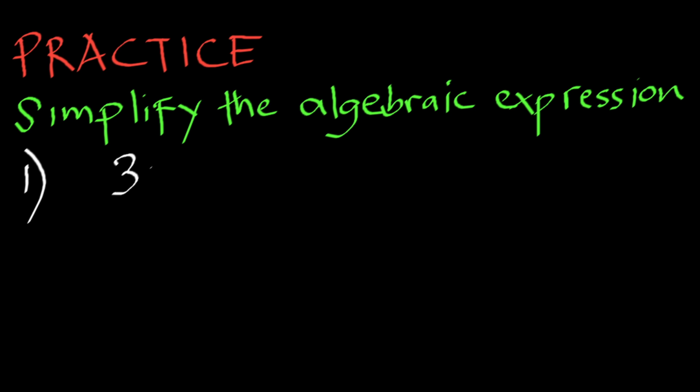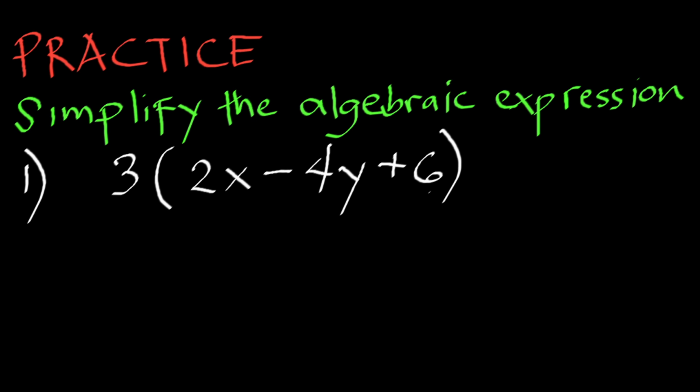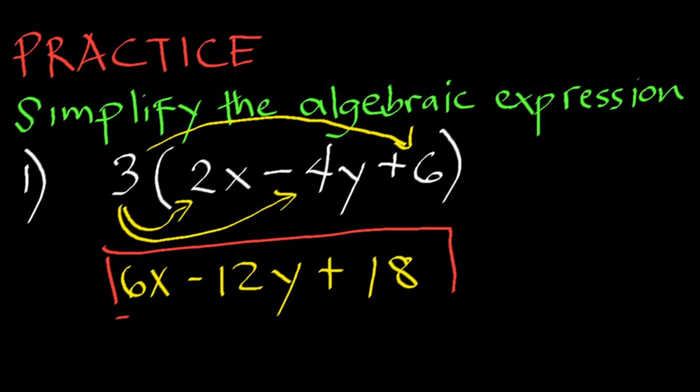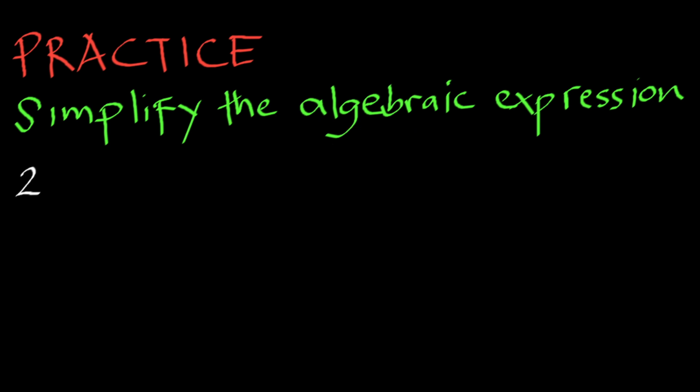Number 1, we have 3 times the quantity 2x minus 4y plus 6. So we will distribute 3 sa loob ng bracket na may 2x minus 4y plus 6. 3 times 2x will give us 6x. 3 times negative 4y will give us negative 12y. And 3 times positive 6 will give us positive 18. And the answer will be 6x minus 12y plus 18.